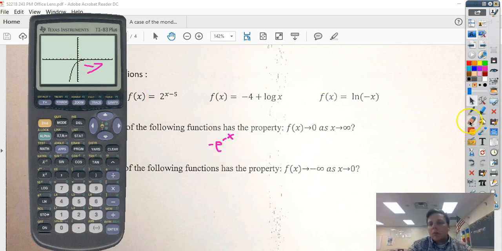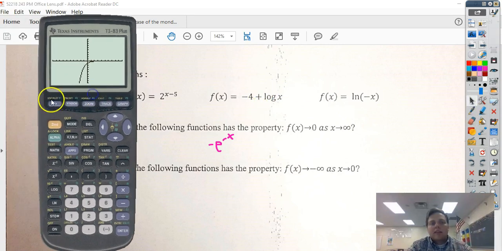So great. I'm done with negative e raised to the negative x, and I'm now ready to move on to 2 raised to the x minus 5. Okay? So 2 raised to the x minus 5. Hit graph. Alright, so first one I'm going to look and see, as I look to the right, does y go to 0? Not at all. Y is going to positive infinity, right?